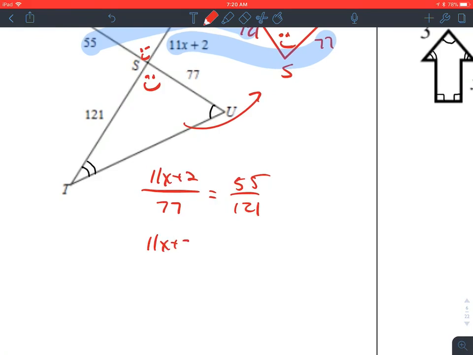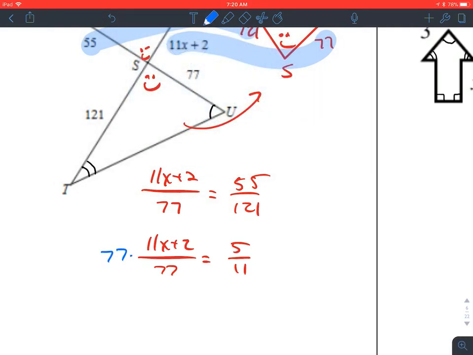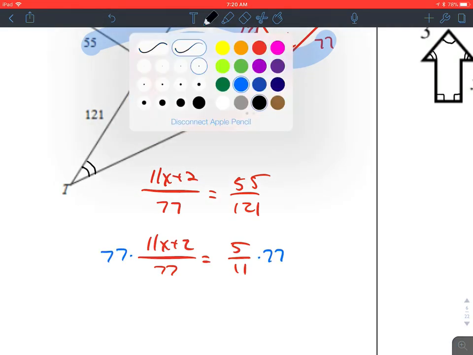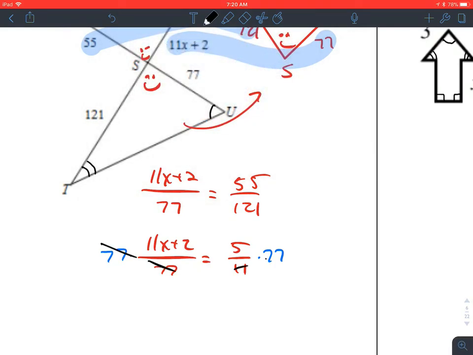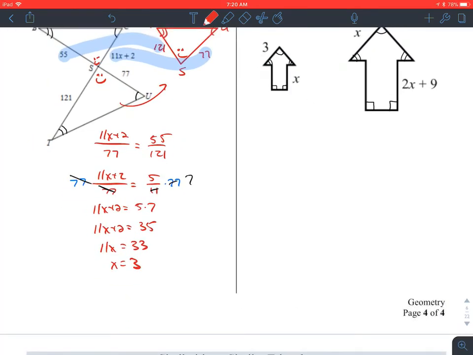Fraction on the right can be reduced again. I can divide both those by 11 and get 5 over 11. I could then multiply both sides by 77. When I do that, on the right side I end up with 7, because 77 divided by 11 is 7. So I end up with 11x plus 2 equals 5 times 7. That's 11x plus 2 equals 35, which means 11x is 33, which means x is 3.